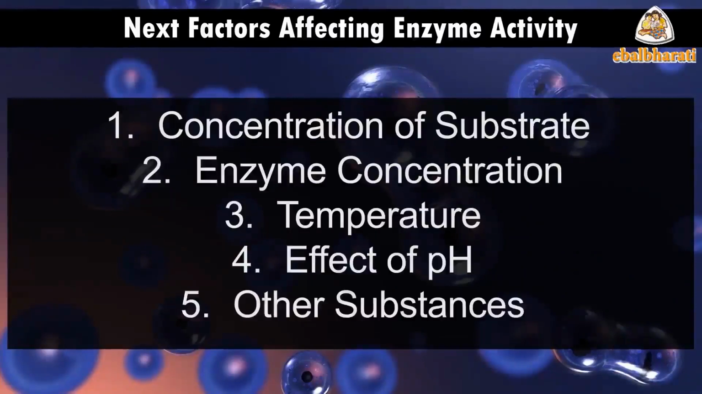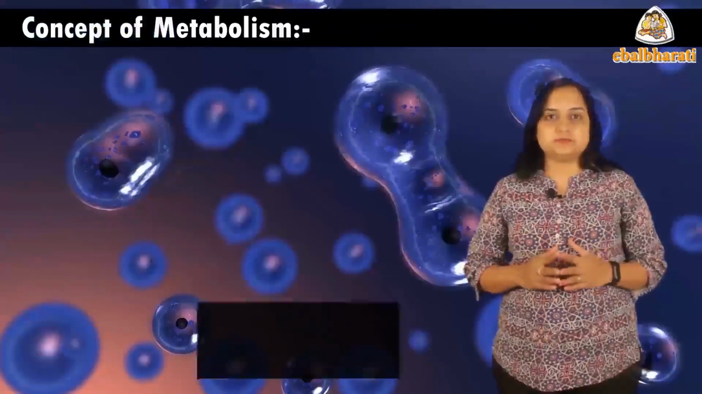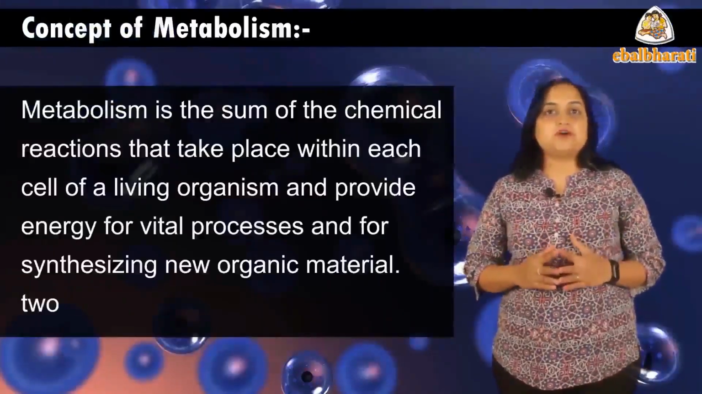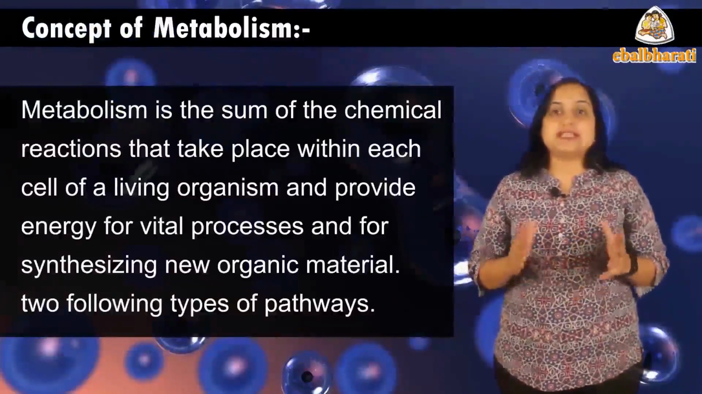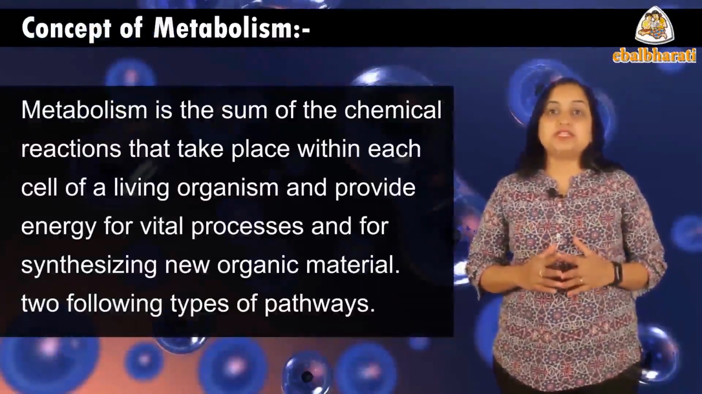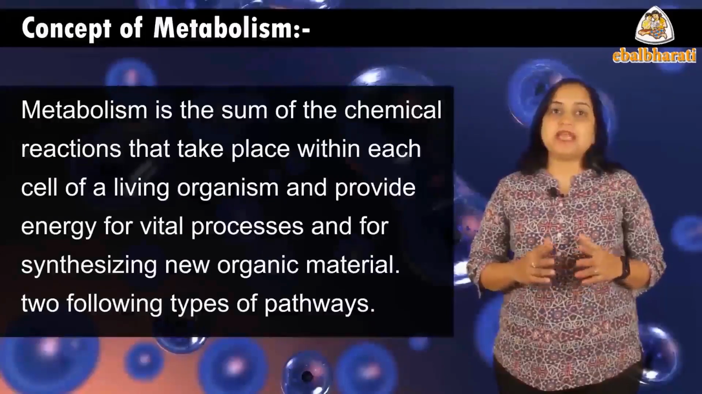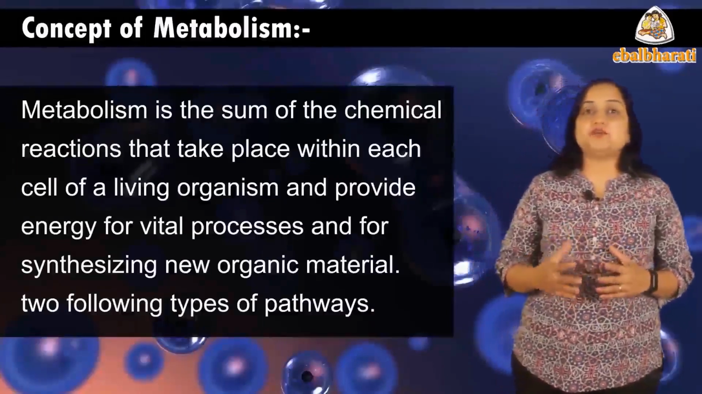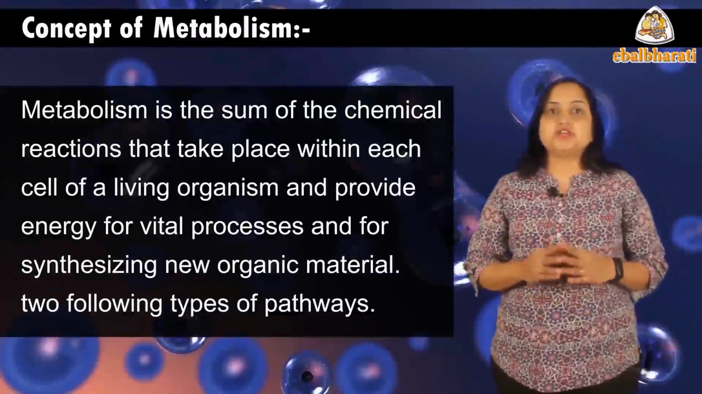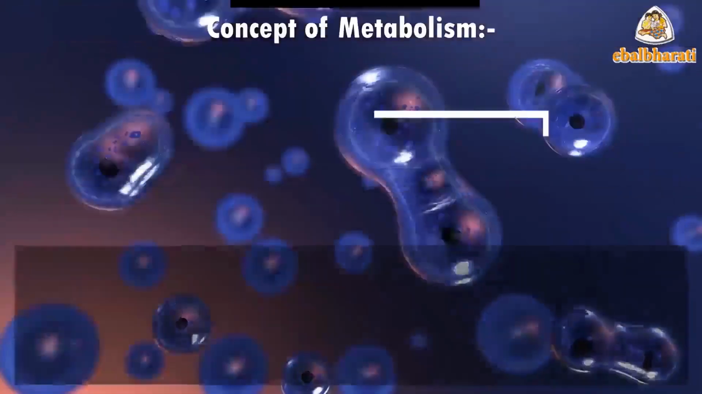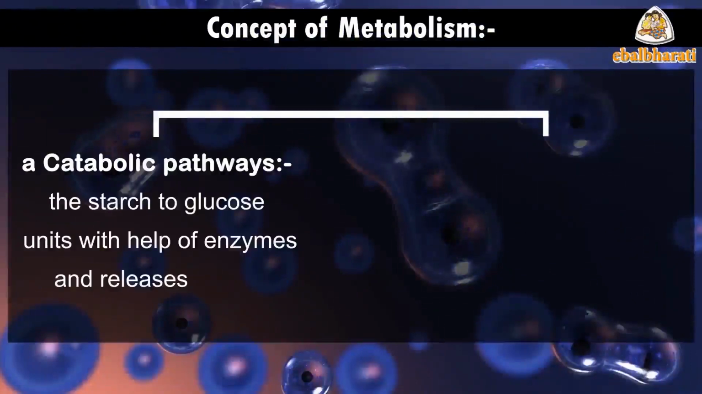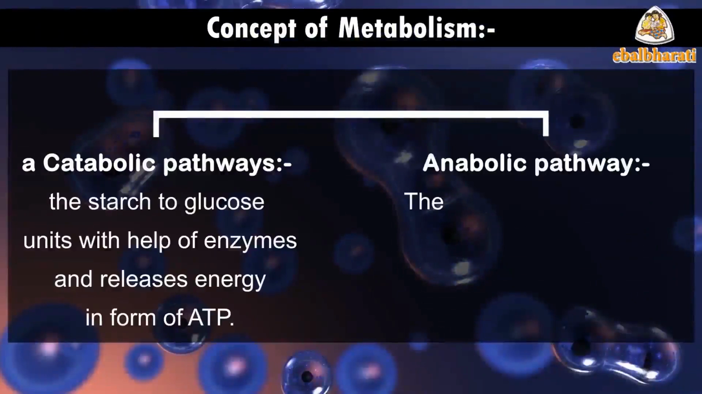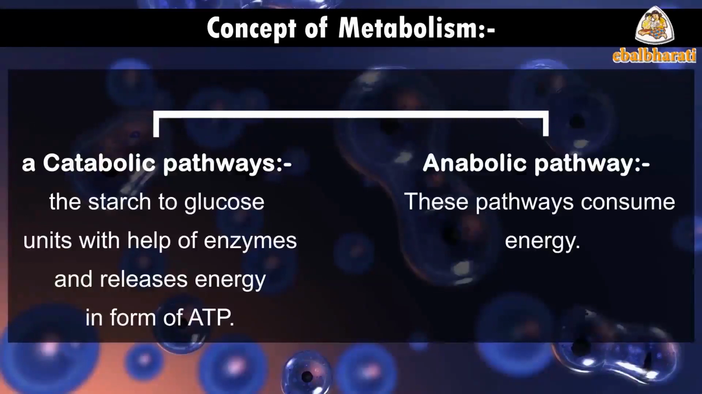And fifth, other substances. Concept of metabolism. Metabolism is the sum of the chemical reactions that take place within each cell of a living organism and provide energy for vital processes and for synthesizing new organic material. Two following types of pathways. Catabolic pathways. The starch is broken to glucose units with the help of enzymes and releases energy in the form of ATP. Anabolic pathways. These pathways consume energy.